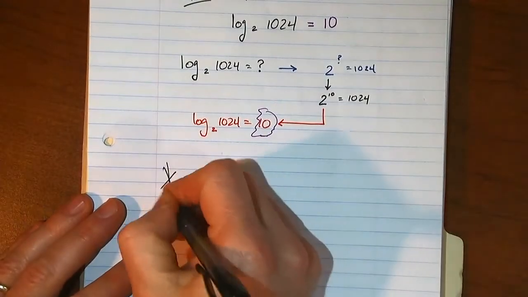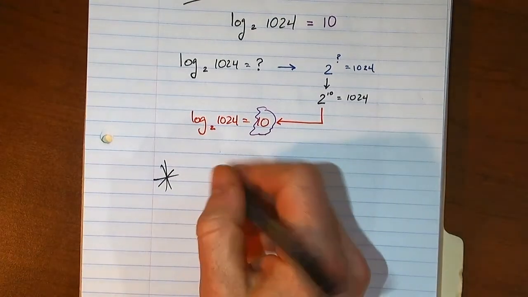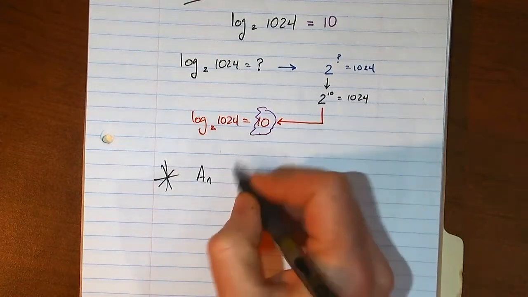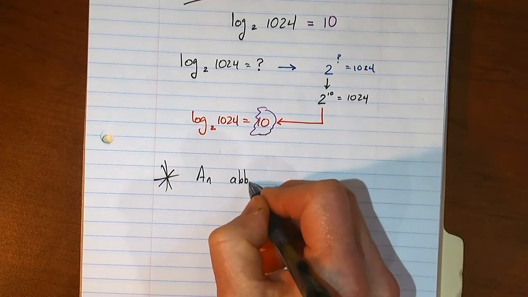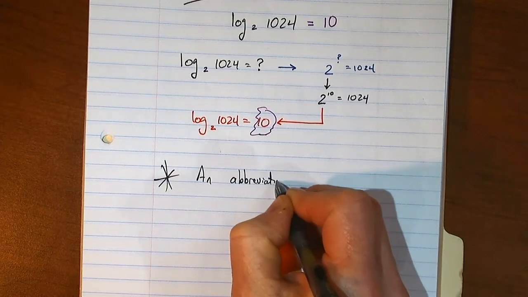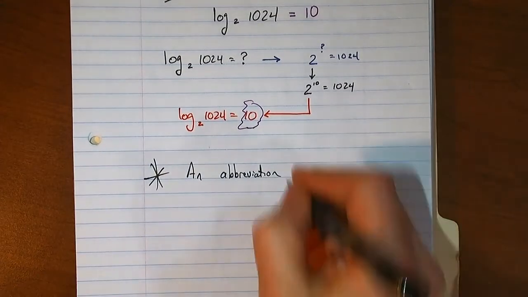So this is just a commonly recognized thing in math at the high school level and lower level college courses. Everybody knows this, everybody understands this. We'll call it an abbreviation.